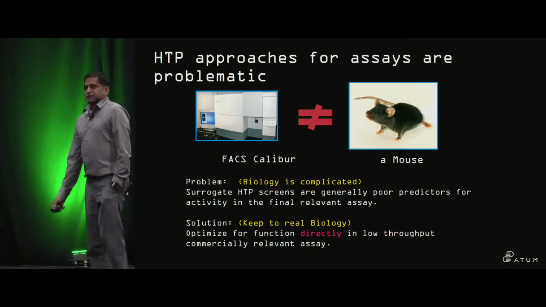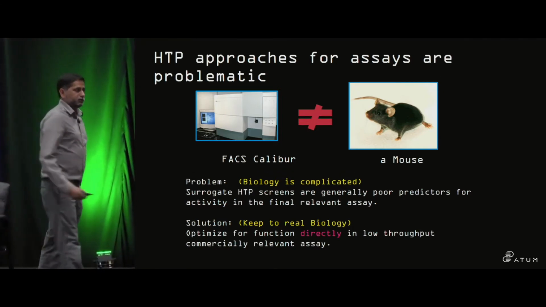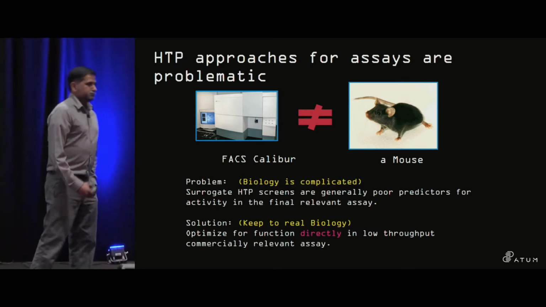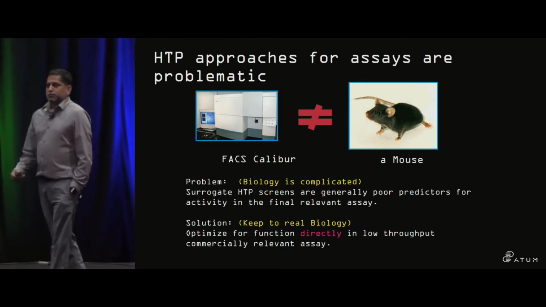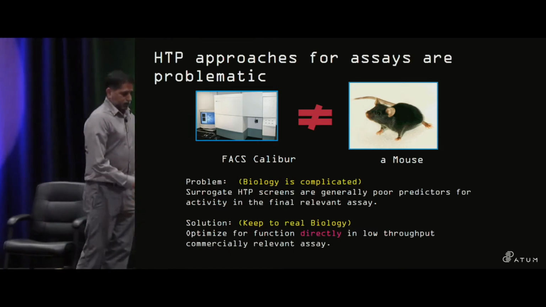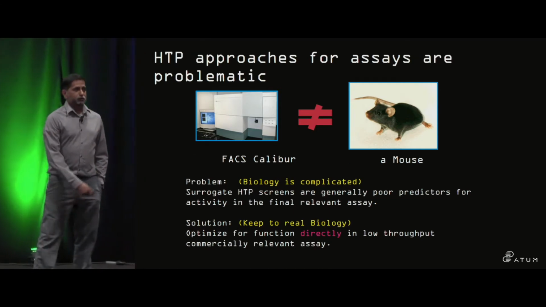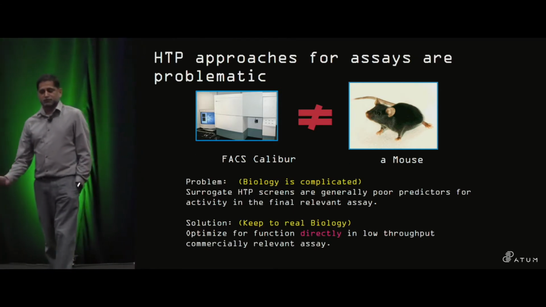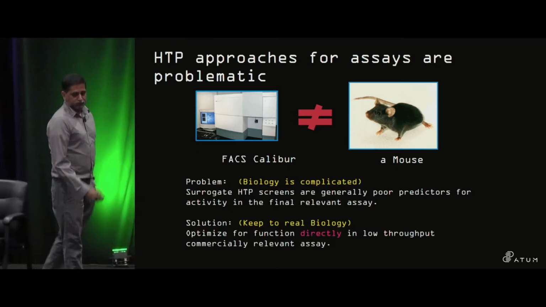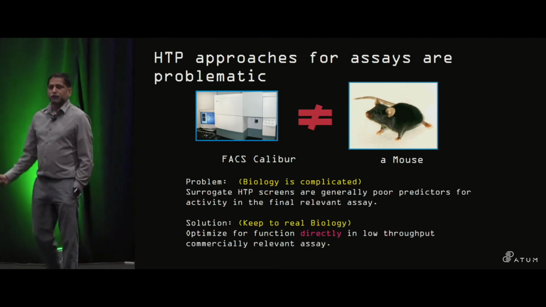So why only test 96? Why not test thousands? Because we've seen companies developing high throughput methods to screen thousands and thousands and billions of sequences. But in our experience, they don't work very well. I try to illustrate that point here: a FACS machine where you sort through cells and sequences is not the same as really testing it in mice. Biology is very, very complicated, and often these high throughput screens are not very good predictors.